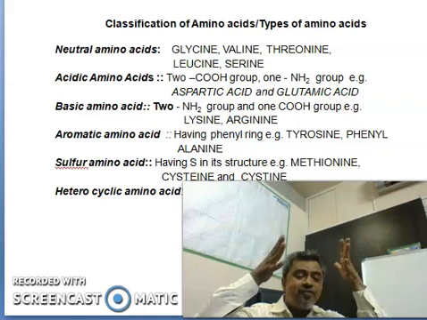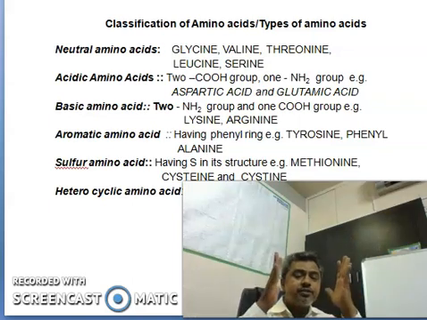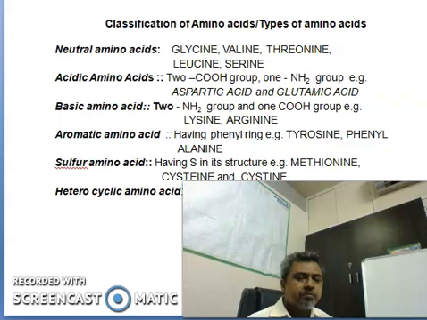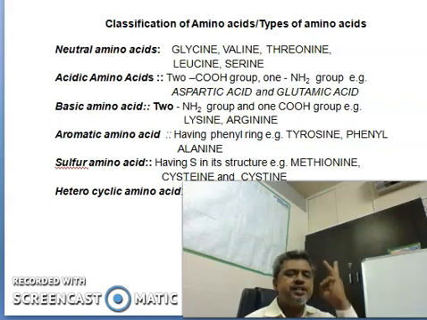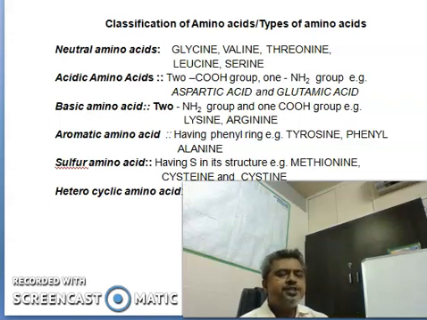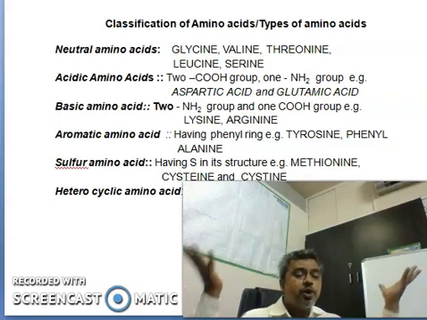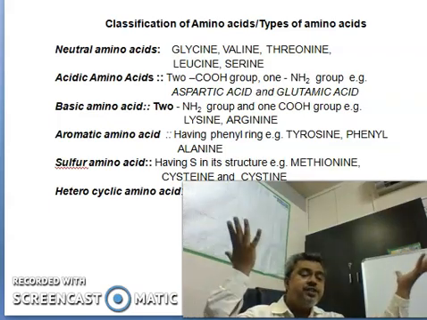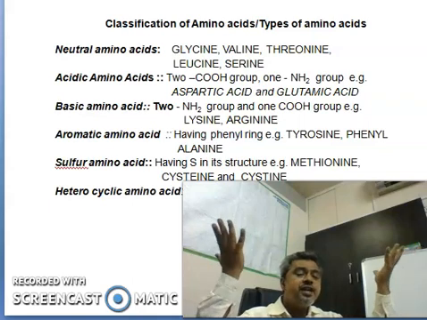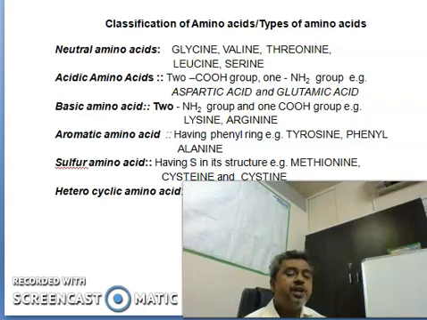Another classification of amino acids is on the basis of their structure or functionality. Types of amino acids: there are 6 types, on the basis of acidic, basic, aromatic, sulfur containing, heterocyclic. Now neutral amino acids. Neutral means there are no net charges, both charges are the same: glycine, valine, threonine, leucine and serine. So you remember GVTSL.